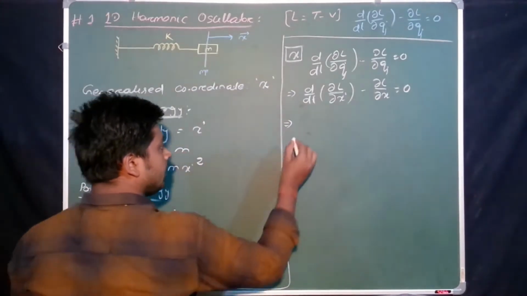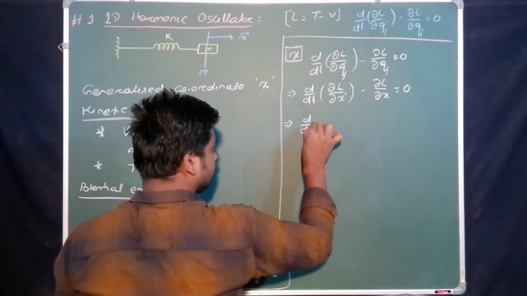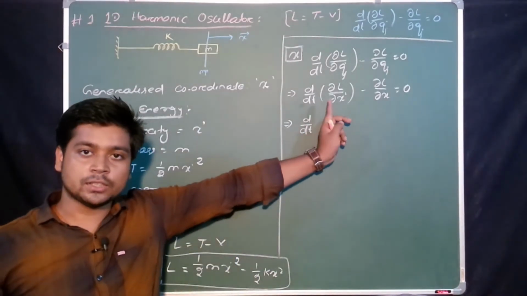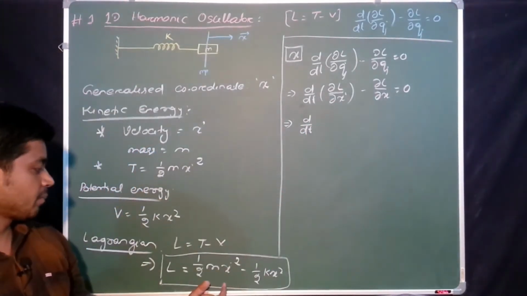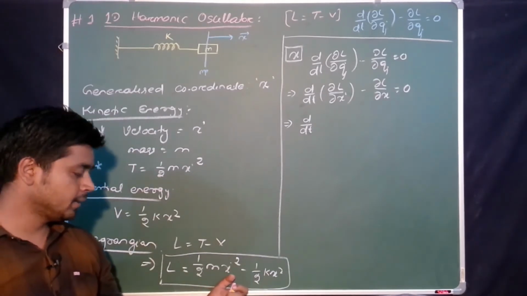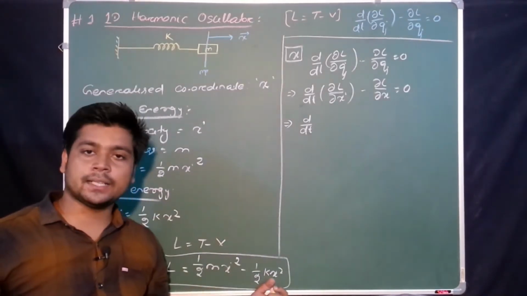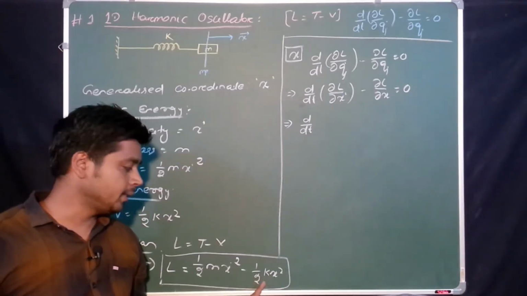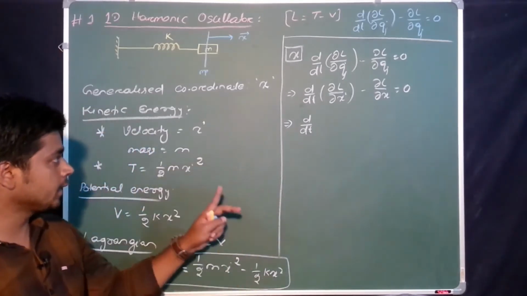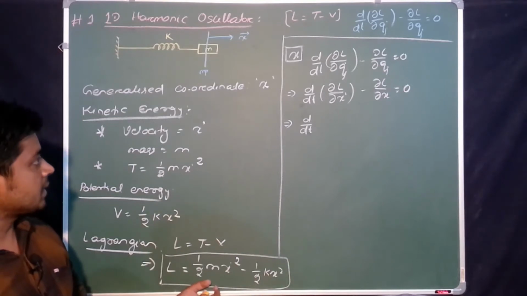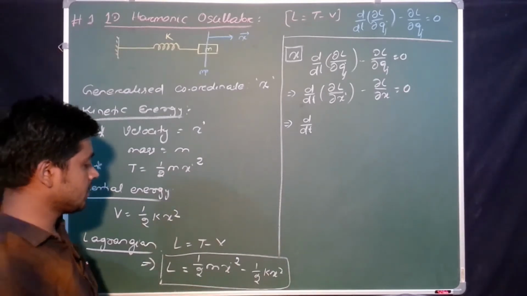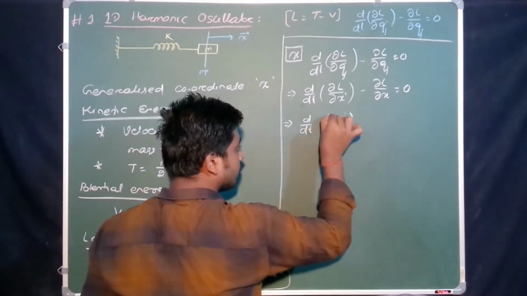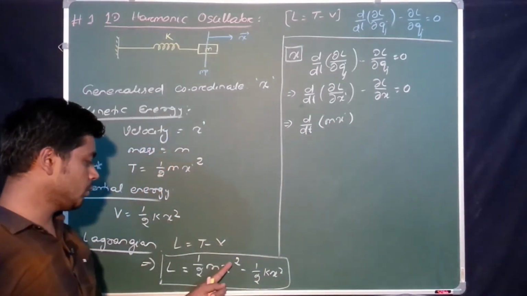Differentiate this Lagrangian with respect to x dot, that is with respect to velocity. Just see this. This first term contains x dot, but the second term does not contain x dot. Yes or no? So if we partially differentiate this second term with respect to x dot, the second term becomes 0. So we get the partial differentiation of L with respect to x dot is m x dot. Yes or no? Because this 2 and 2 cancel.